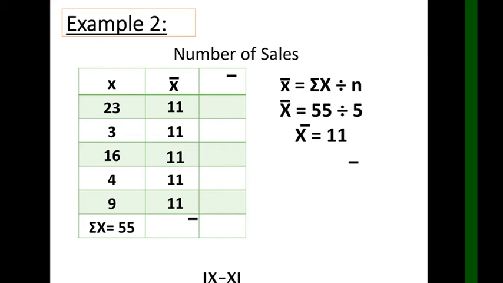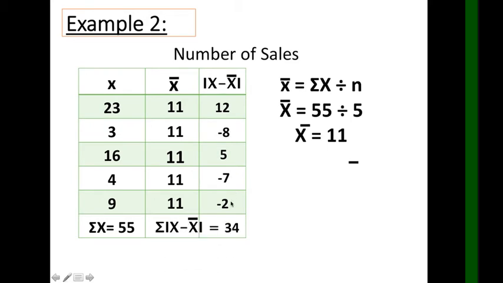So we have x minus mean, and then that is 23 minus 11, that is 12. 3 minus 11 is negative 8. 16 minus 11 is 5. And then negative 7, negative 2. Again, these are absolute values, meaning to say they are all positive. Okay, so we have 12 plus 8 is 20 plus 5, 25 plus 7, 32 plus 2, 34. So a total of 34 for the absolute value of x minus mean.